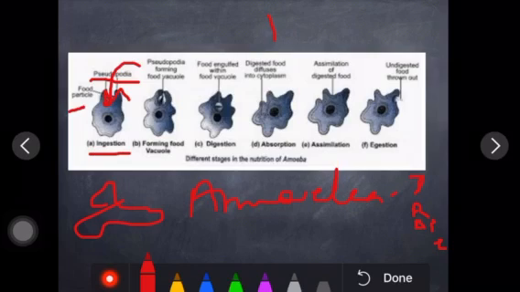Pseudopodia form a food vacuole, and the food gets inserted inside the body, where it has to be digested. This digestion takes place in the vacuole. The vacuole turns complex food into simple one.